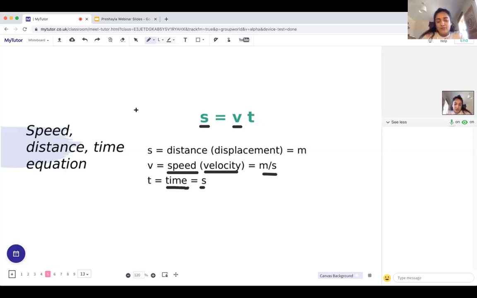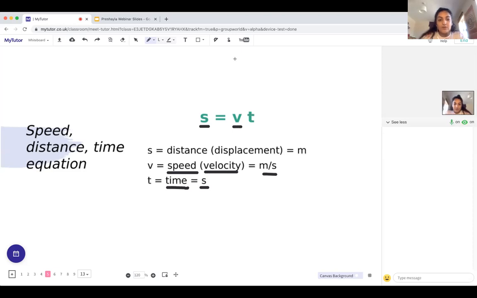So the kind of thing that we need to get used to now, the new aspect of this equation, is actually putting S for distance instead of S meaning speed, which we previously had. Okay, so it's taking it to that next level to be able to include vector quantities. So remember that we can do the equation with distance equals speed times time, or displacement equals velocity times time.